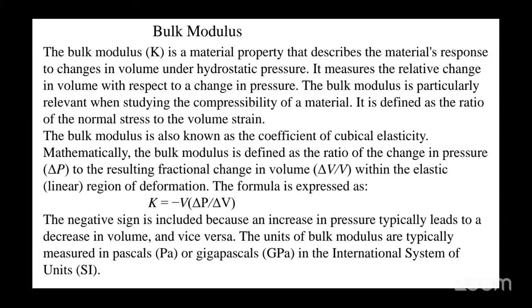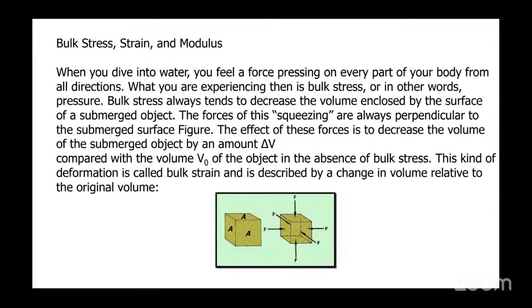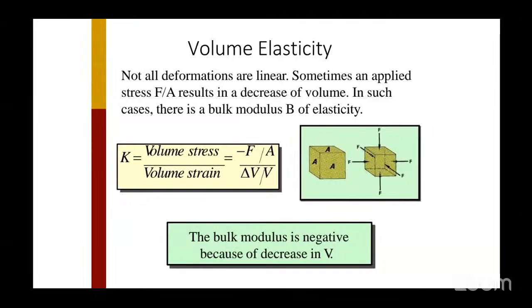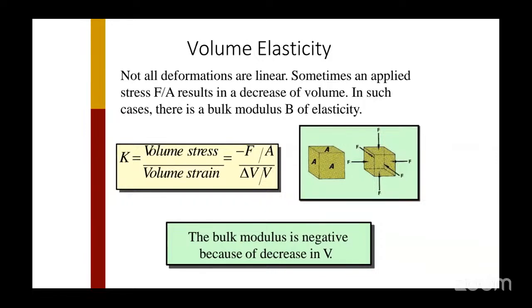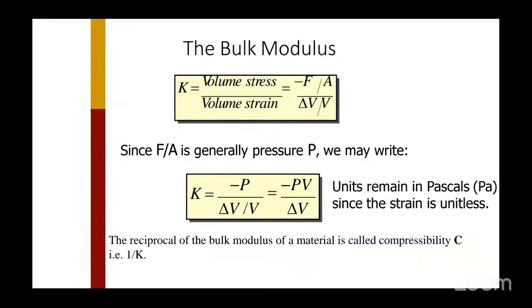The negative sign is included because an increase in pressure typically leads to a decrease in volume and vice versa. So look at that picture or figure. That is what I was trying to explain to you. If I apply equal force on all sides, the object's size will shrink, but the shape of the object will remain the same. So now we have our final expression here as minus PV over change in volume.